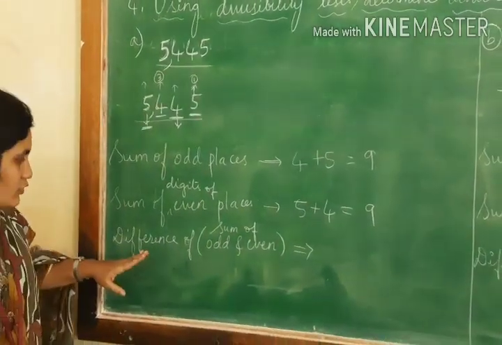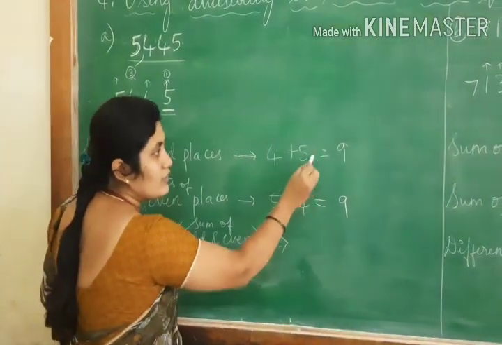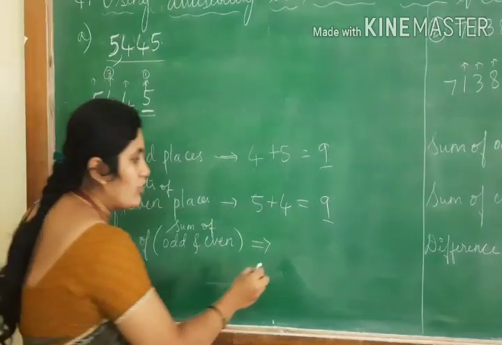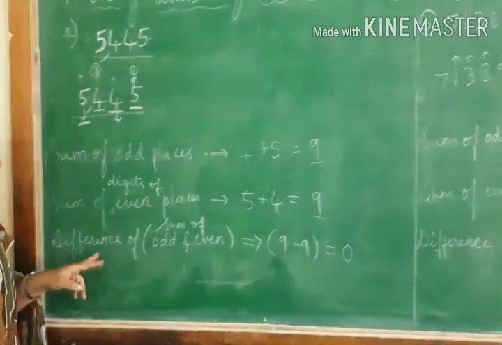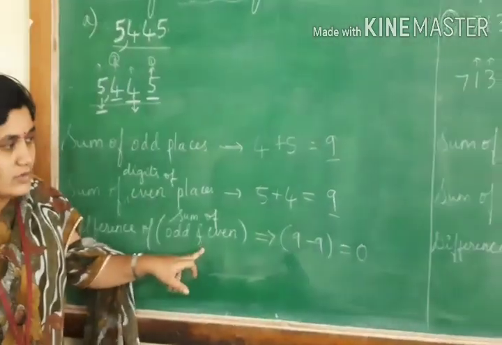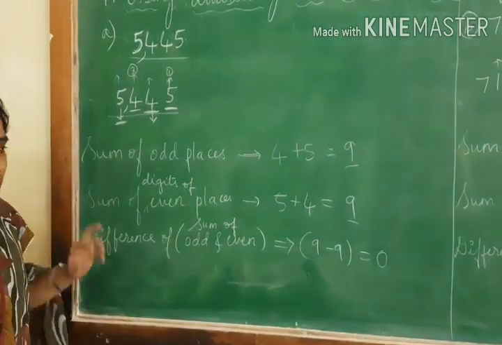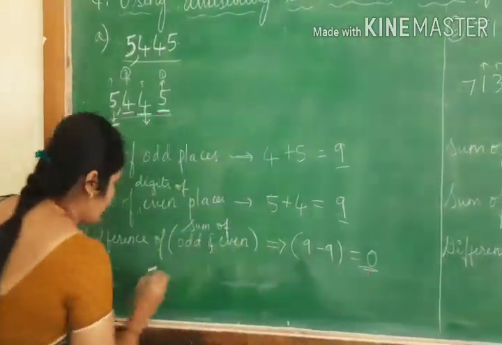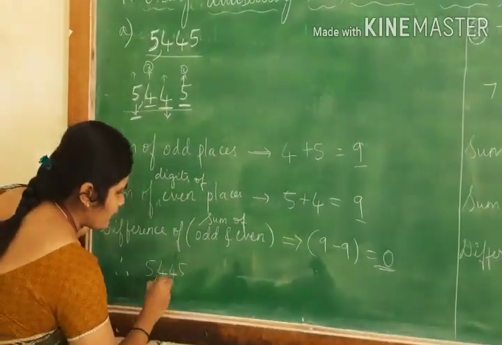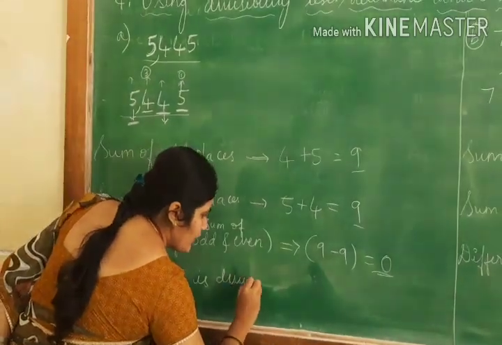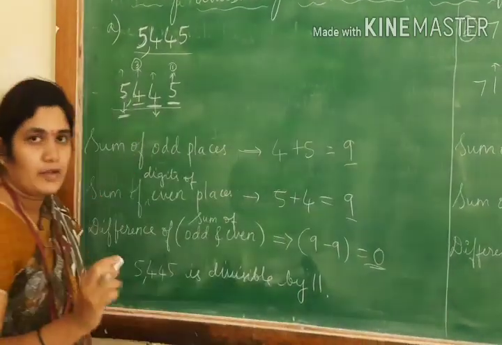Now we should go for the difference of the sum of odd and even places. That is, we take the difference of both sums which we have got already. That is 9 minus 9, result is 0. If the difference of the sums of odd and even places is either 0 or 11, then we can say that the number is divisible by 11. Here we got 0. Therefore we can say that 5445 is divisible by 11.